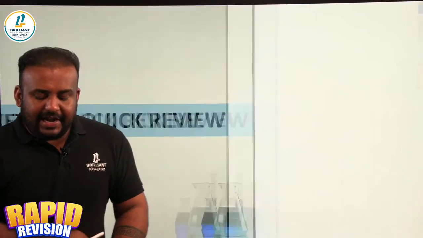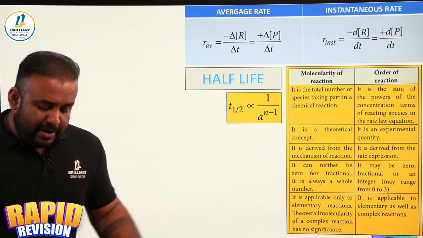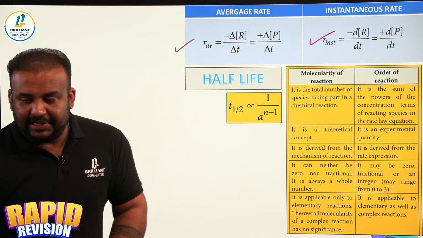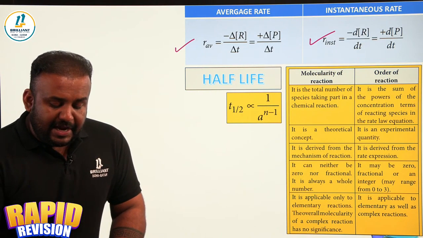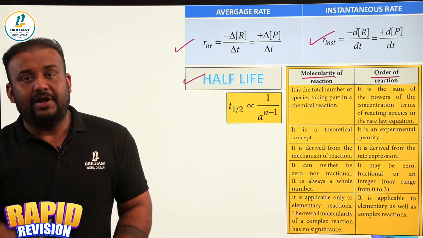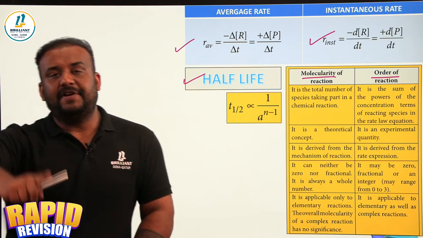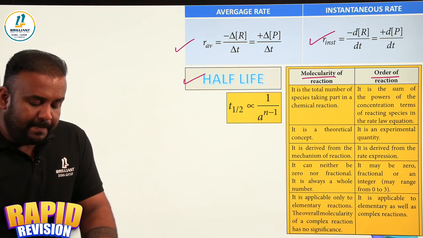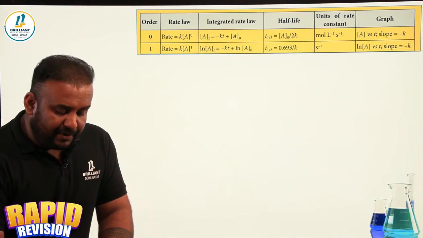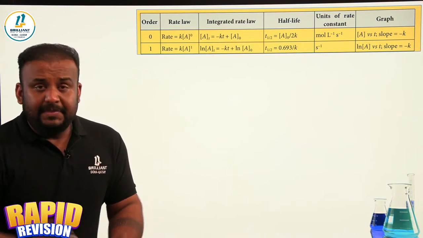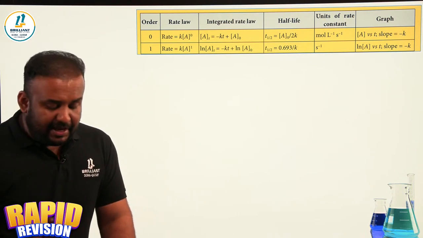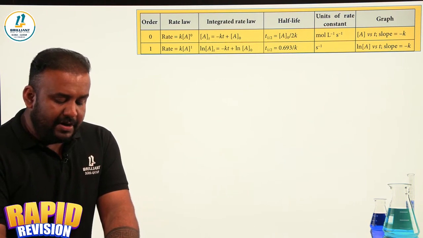Okay. Now kinetics, a quick review we will do. In kinetics, we have average rate and instantaneous rate expressions. Then we have half-life, integrated rate equation, and the difference between molecularity and order. Very important theory question, the difference between molecularity and order. I'll explain while we do the questions, instead of focusing more on the theory now. This table is something I want everybody to remember. It's a very, very important table.